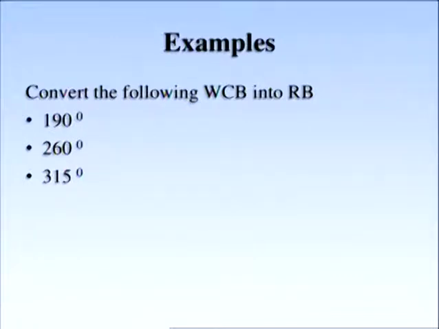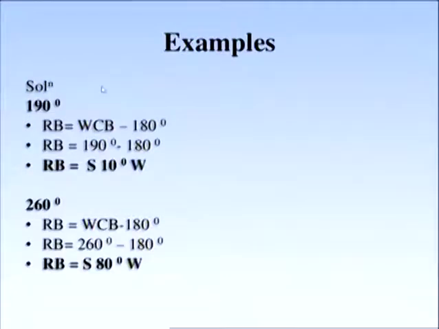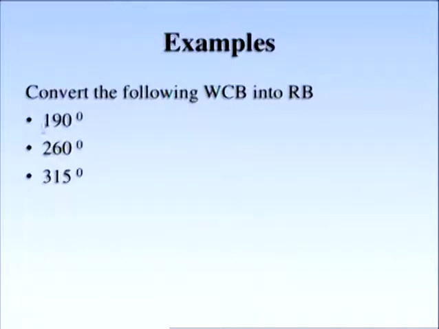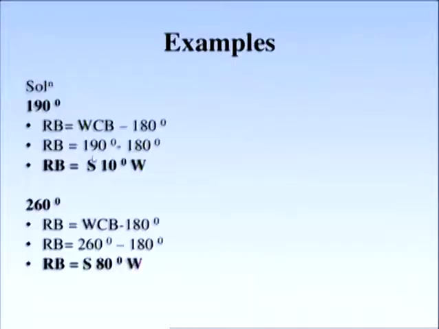Now convert the following whole circle bearings into reduced bearings. Again, this is the second example. It is very easy. Now without drawing the figure also, 190 degrees is more than 180 degrees, so it is lying in the third quadrant. So naturally whole circle bearing minus 180 degrees. Simply you put this value and you get 10. South pole is very near, so the first letter is south, and because the value is more than 180 degrees, toward the west. So the reduced bearing is south 10 degrees west.